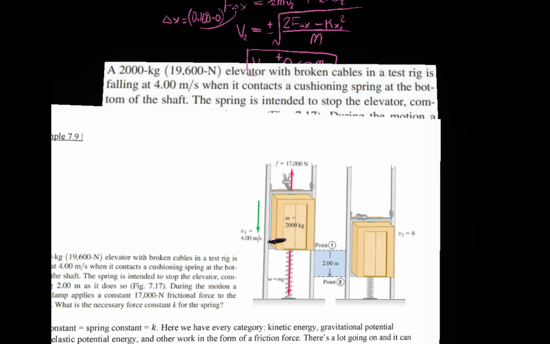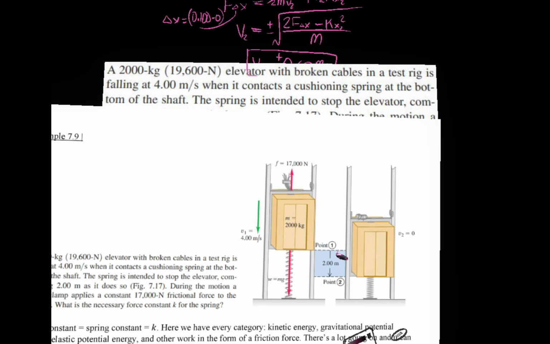It has some velocity, and it has gravity acting on it, and it has some pull from the cable acting on it, and it has some spring force that's going to begin acting on it. Point 2, it's compressed the spring a certain amount, and it's come to a complete stop.